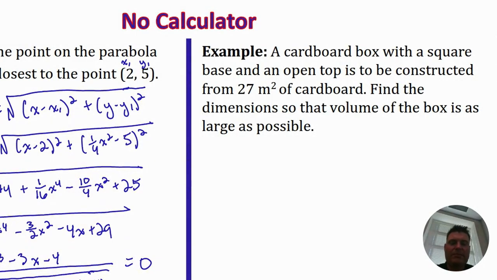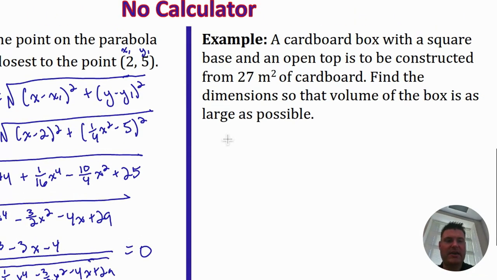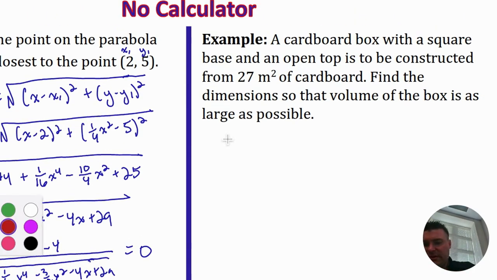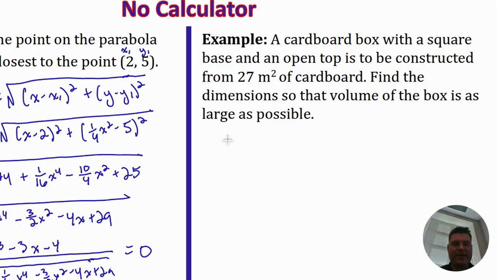Next up, we got a problem here with a cardboard box with a square base and open top being constructed from 27 meters squared cardboard. Find the dimensions so that the volume of the box is as large as possible. Okay, so I'll do this problem in green here. So we are trying to find the maximum volume. So find the dimensions that makes it as large as possible.